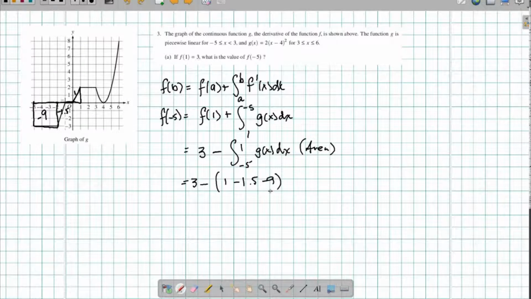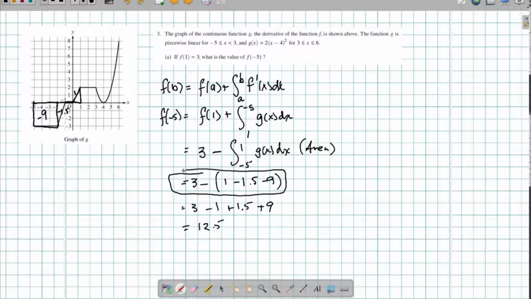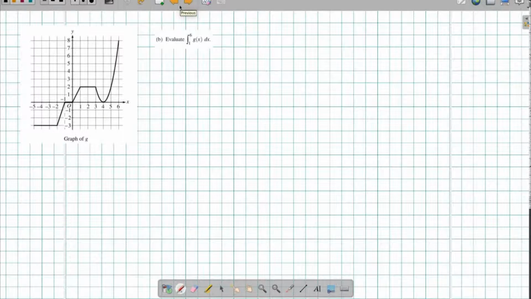Now, of course, I'm perfectly legit in leaving my answer this way. I could simplify this and just say that it's equal to 3 minus 1 plus 1.5 plus 9. It's 9 and 3 is 12. Take away 1 is 11. Take away 1.5, or add 1.5, and that's going to give me 12.5. But this is a perfectly fine answer because it's correct. And there's no reason to try and make that extra math happen if there's a chance you can get it wrong. All right, part B, we want to evaluate the integral from 1 to 6 of g of x.